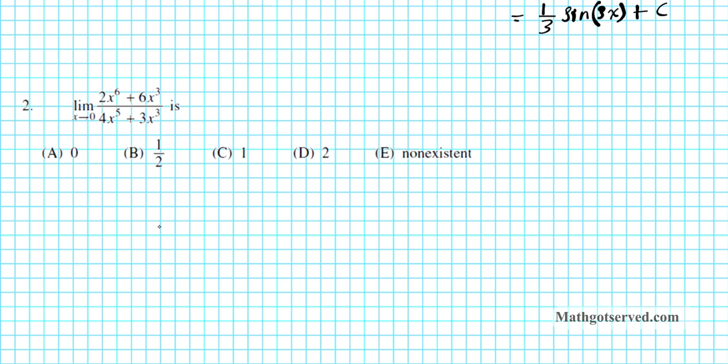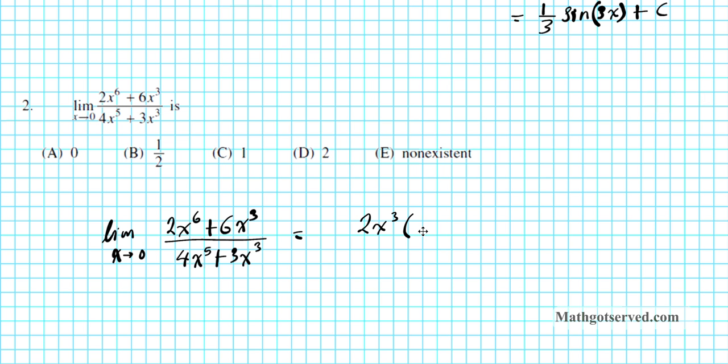Okay, so let's go ahead and factor this out. If you factor out the numerator, let's rewrite the problem. Limit as x approaches 0 of 2x to the 6th plus 6x to the 3rd over 4x to the 5th plus 3x to the 3rd. So take out the GCF on top. It's 2x to the 3rd times x to the 3rd plus 3.